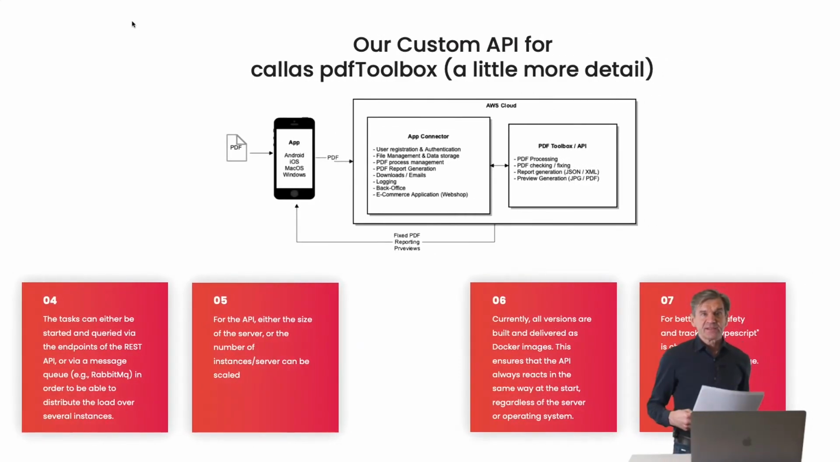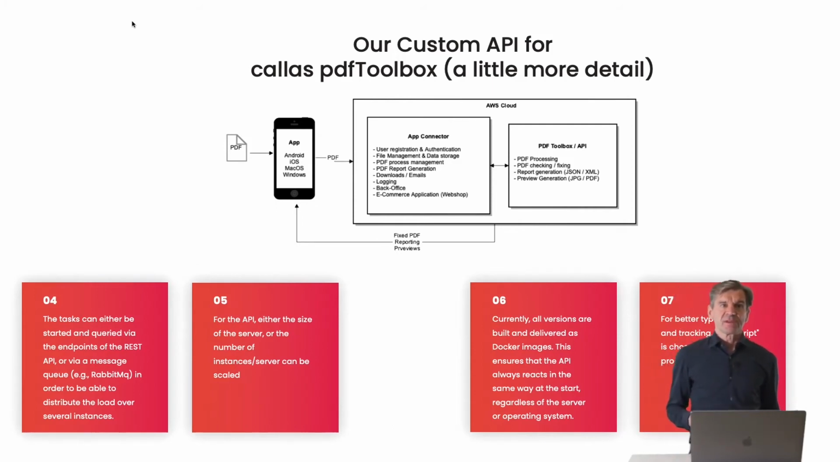The task can either be started or queried via the endpoints of the REST API or via a message queue in order to be able to distribute the load over several instances. For the API, either the size of the server or the number of instances/servers can be scaled. Currently, all versions are built and delivered as Docker images.